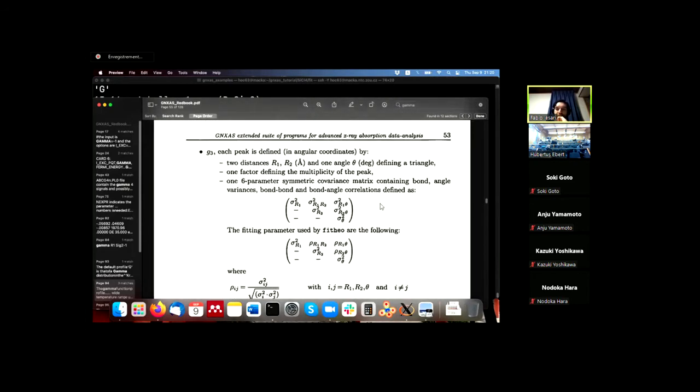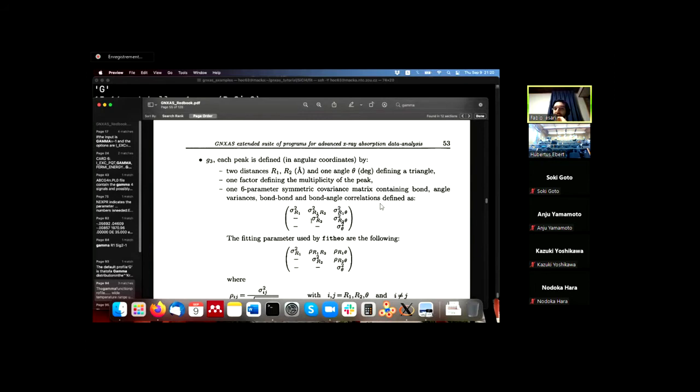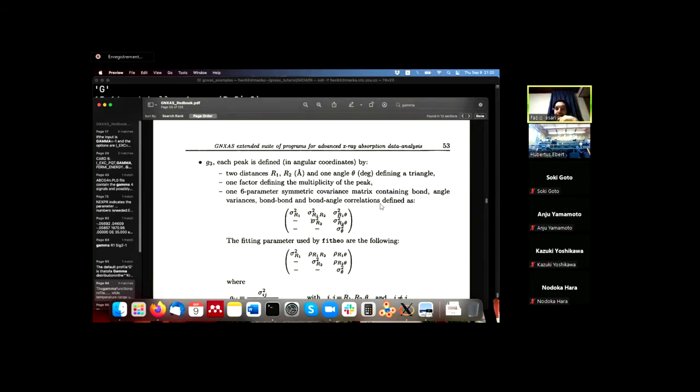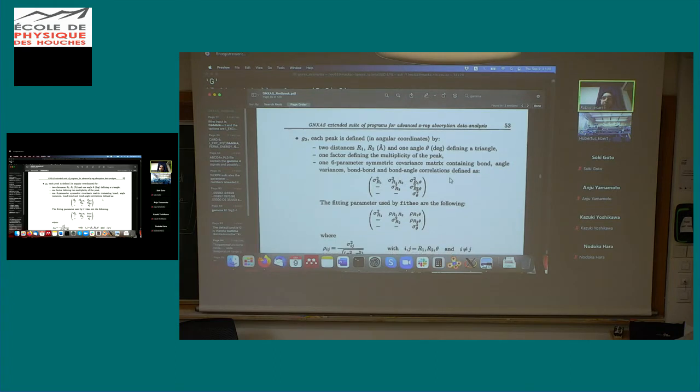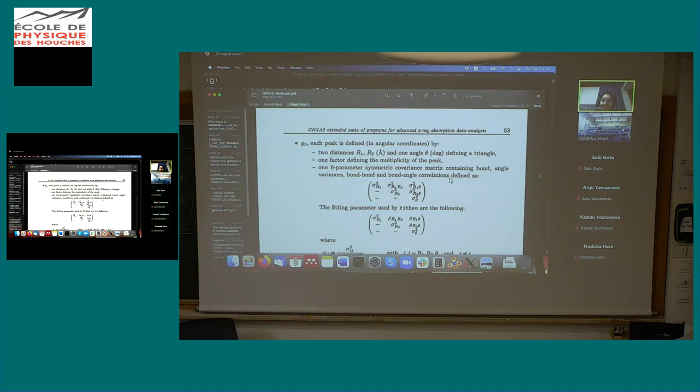Yes, this one. So we have this correlation matrix, which gives you the thermal vibration in all directions, and also the correlation between the different parameters. So in this case, on the diagonal, we have the simple Debye-Waller-like factor for the R1, R2, and theta. And then on the off diagonals, we have the correlation between the parameters. And we need to define all of this.